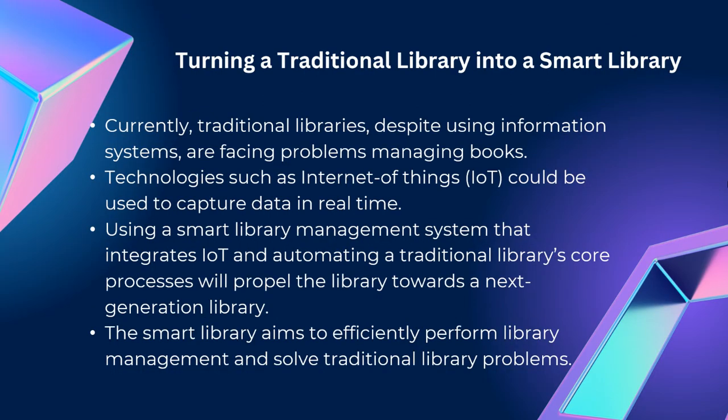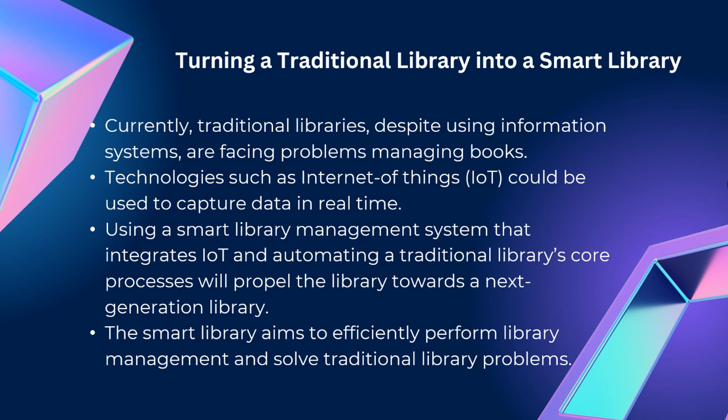Moving on, turning a traditional library into a smart library. Currently, traditional libraries, despite using information systems, are facing problems managing books. In this era of technology, traditional libraries need to innovate and adapt to a smart society. Technology such as IoT could be used to capture data in real time. Making use of business process re-engineering, a number of processes could be refined.